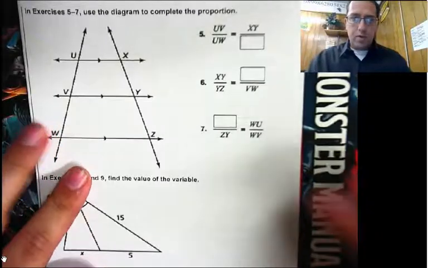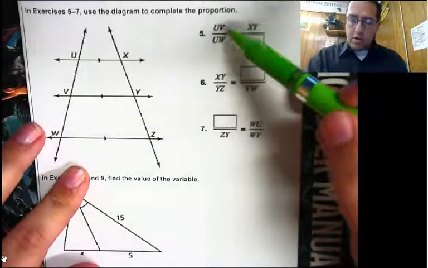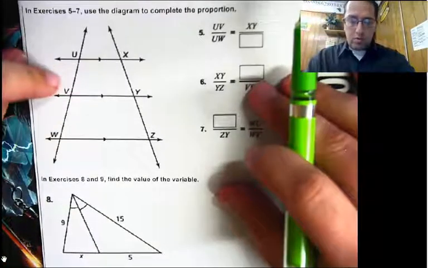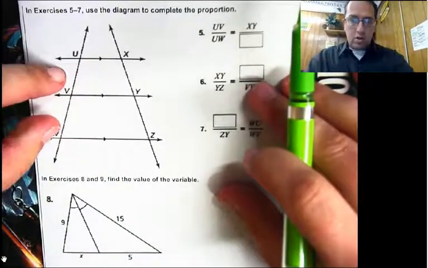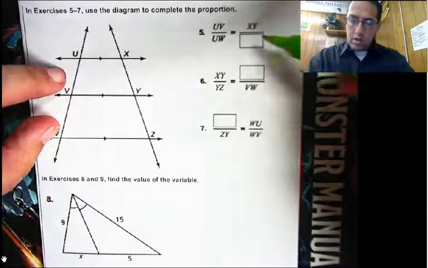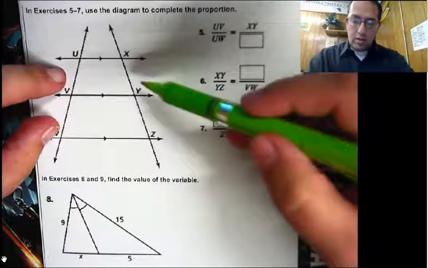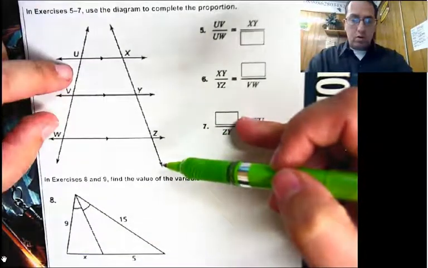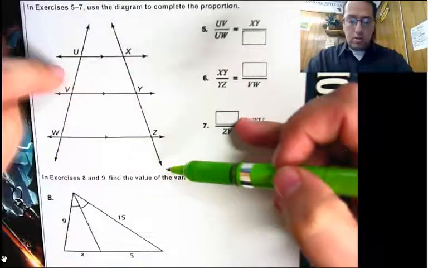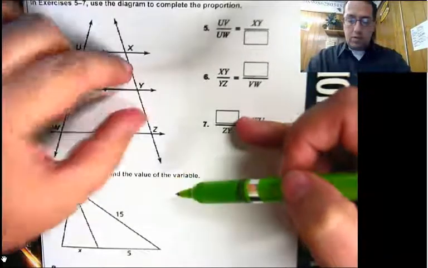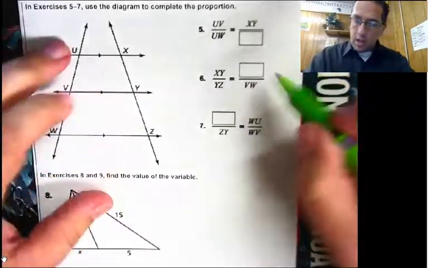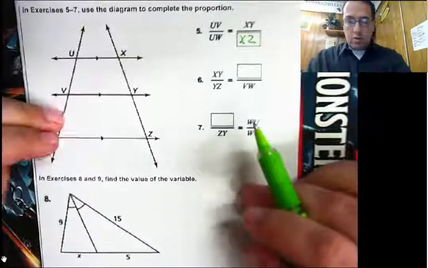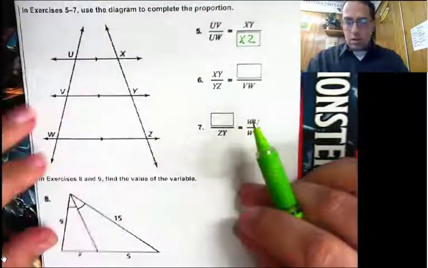So what do we have here? First one we have UV to UW. Okay, so that's UV to UW. So we're going from part to whole. Okay. This is going to be XY, the piece, to what? Well, over on this side we had part to a whole. So over here we need part to whole. Top part to the whole thing, top part to the whole thing. So the whole thing would be XZ. All right. If you're going part to whole, you have to go part to whole.